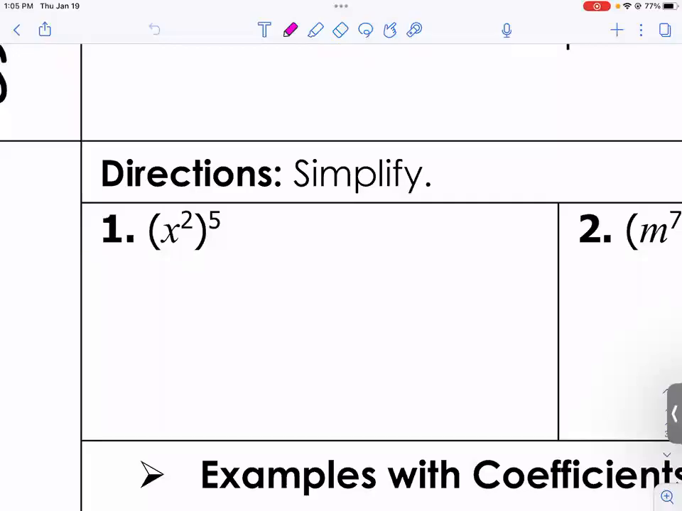I think that's a good idea. Okay, so I'm going to zoom into number 1. First of all, let's go ahead and discuss the difference between this and what we saw on Tuesday.